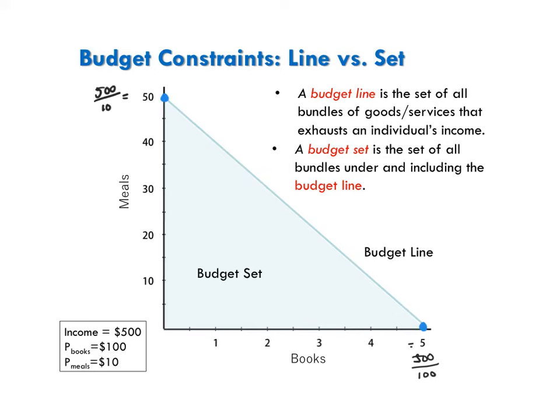Connecting these two intercept dots allows us to form the budget line. Any bundle on or inside of the line is in what we call the budget set. The budget set is the set of all bundles both under and on the line. In comparison, any bundle on the budget line completely exhausts a consumer's income. So if a bundle's inside the budget line, it's affordable, but it doesn't use up all of the consumer's income. A bundle on the line is also affordable and additionally exhausts the consumer's income.